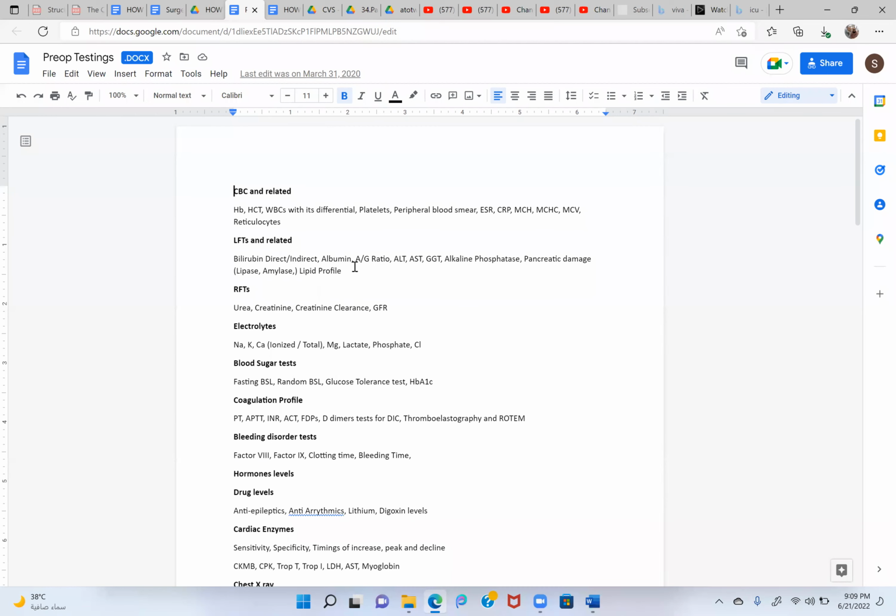Synthetic function, how will you see, Sarish? What sort of synthetic function of liver? Sir, we usually do AST, ALT. No, synthetic function. Synthetic function is through albumin or INR. INR, okay. And hepatocellular damage by ALT, AST, GGT. And obstructive function with alkaline phosphatase or bilirubin.